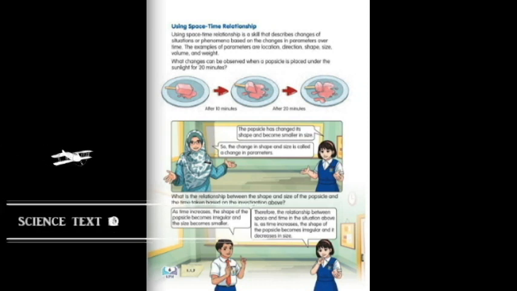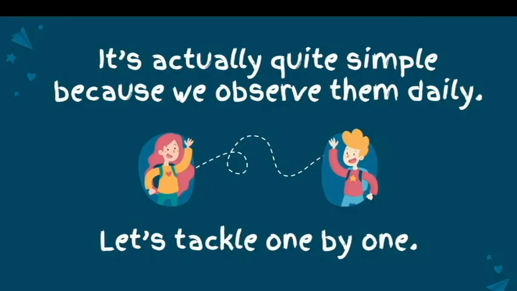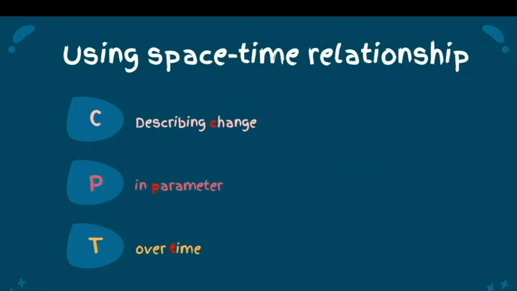Okay, before we start, I need you to open your textbook page 6. Alright, are you ready? So today we are going to focus only on the first new science process skill that you are going to learn today, which is using space-time relationship. Okay, what is actually using space-time relationship?